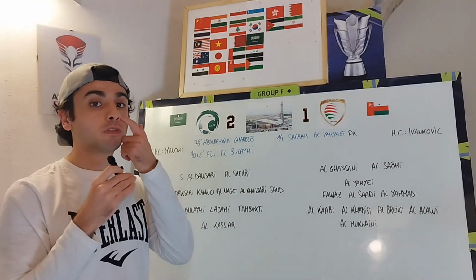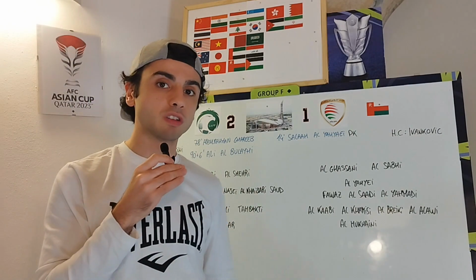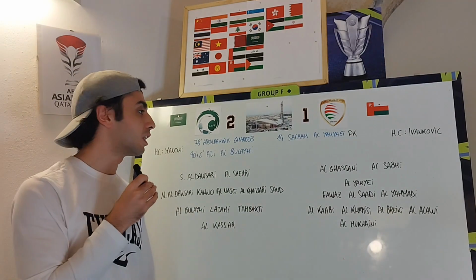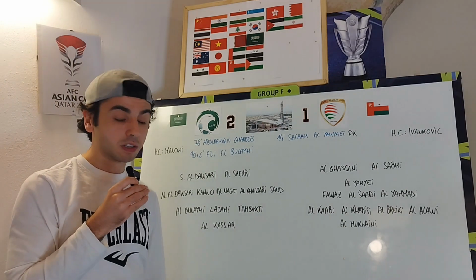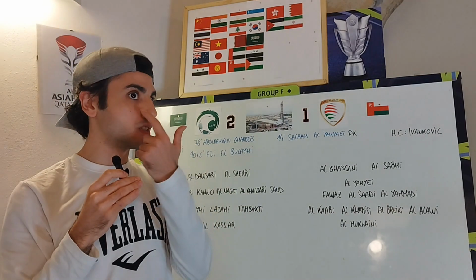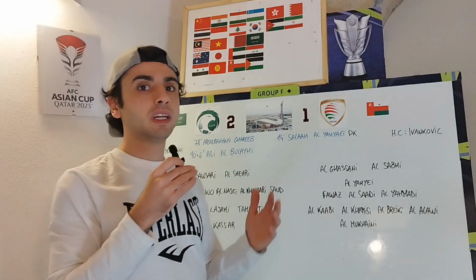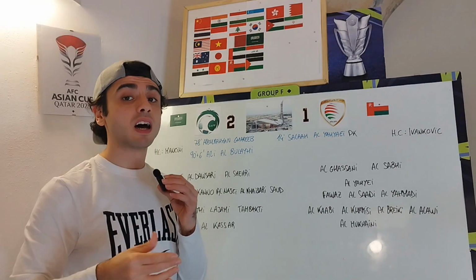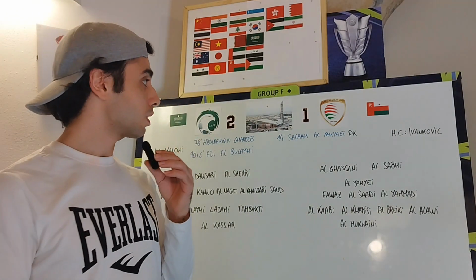And then, as I said before, at the 96th minute, Ali Al-Bulahi scores for Saudi Arabia and gives the win to Saudi Arabia. 2-1 is the final result. Roberto Mancini gets his first victory ever in the Asian Cup. I don't know if he's the first manager to win a game in both the Euros and the Asian Cup, I don't think so. But anyways, that was a really, really important win for Saudi Arabia.